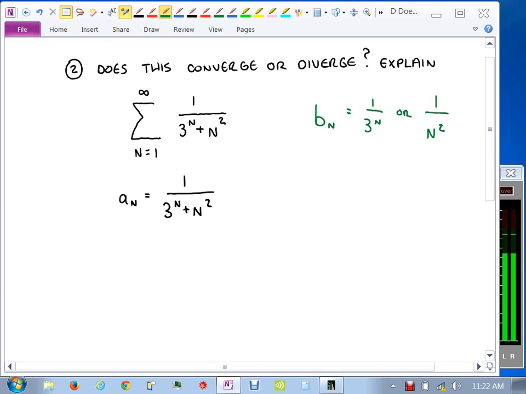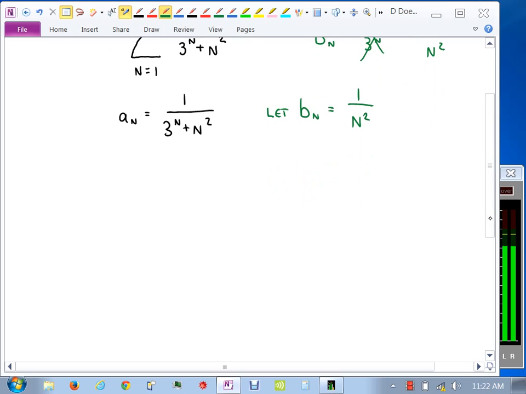So let's do a vote for those people who did do this one. How many of you used the 1 over 3 to the n? Anyone use that one? Okay. Anyone use the 1 over n squared? Okay, we'll go with that one then. Okay, so I'm going to let b sub n be equal to 1 over n squared. Now, let me compare these two sequences, all right?